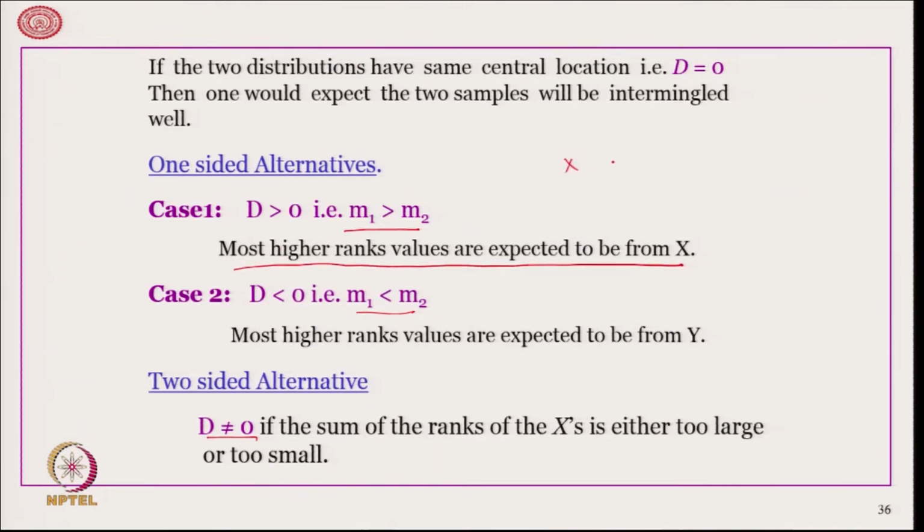So, suppose this is the combined population and m 1 is bigger than m 2, then we would expect that the higher values in the combined population are coming from x. So, we could expect the median is on this side, but if these are the only values coming from y, we would expect the median is going to be somewhere here. So, that is the intuition that works behind choosing the criteria.